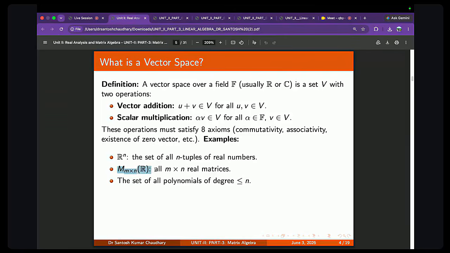M cross n R. This is the set of all M cross n real matrices. So here the addition will be matrix addition and scalar multiplication will be scalar multiplying a matrix. Then these are vector spaces. These are a few trivial, easy examples. The set of all polynomials of degree less than or equal to n is also a vector space.